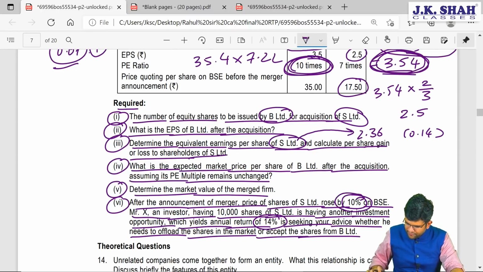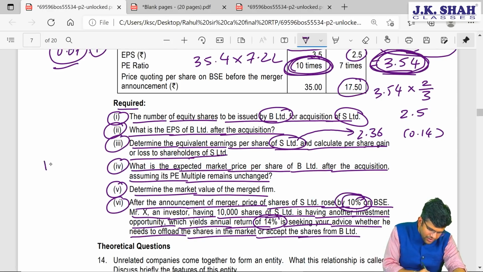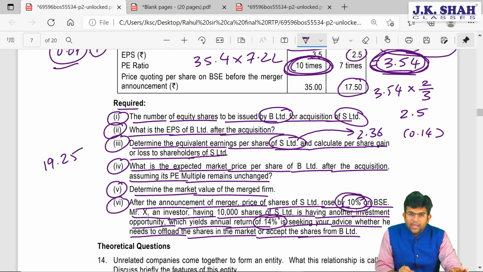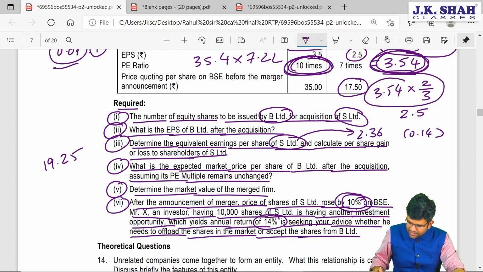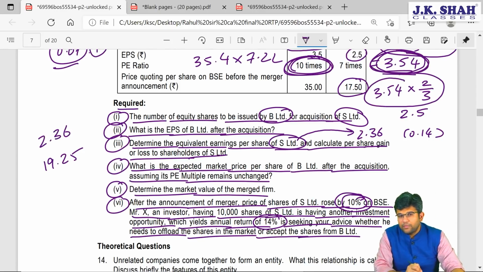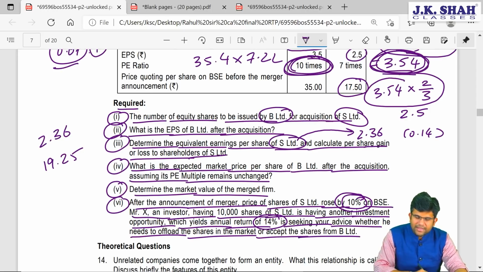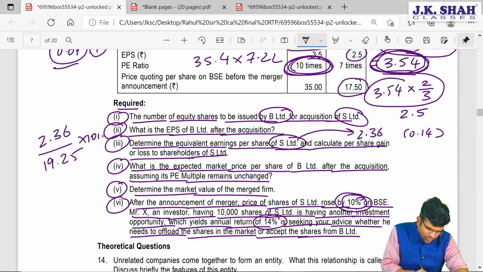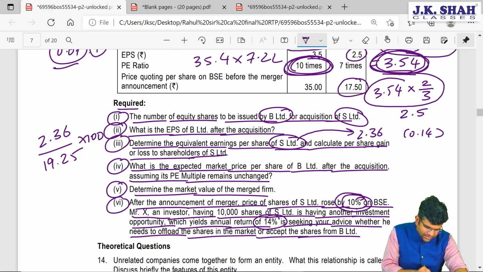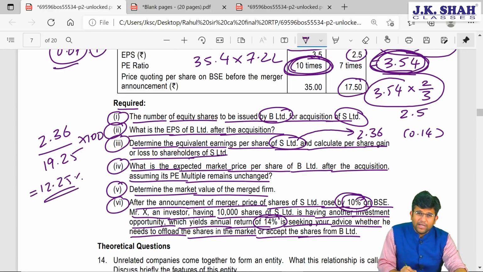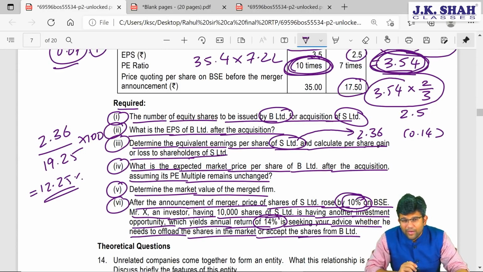So 17.5 plus 10%, which means you will be having shares of 19.25 rupees, right? Now, you also know that the equivalent earnings that you will be getting in the new company will be 3.54 into 2 by 3. That is 2.36, correct? 2.36 will be the equivalent earnings in the new company. So 2.36 is the earnings, 19.25 is the value of your investment. Do you realize if you calculate the returns, 2.36 divided by 19.25 into 100, this comes to 12.25% effective yield you are getting if you stay in S Limited and eventually go to the acquiring company.